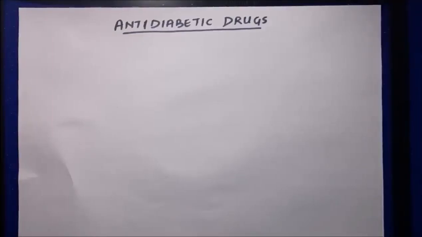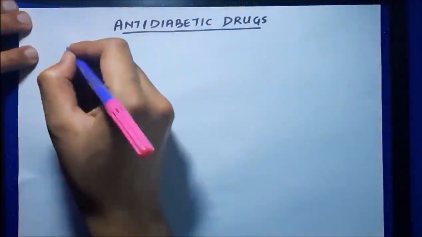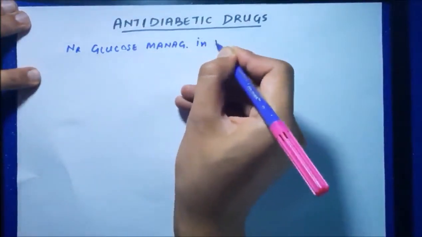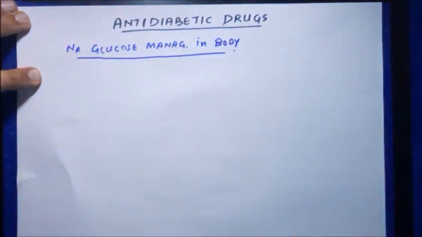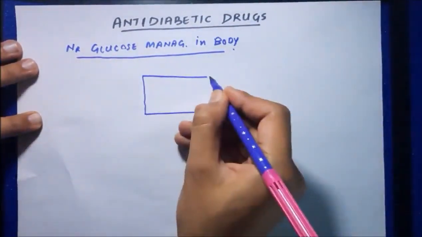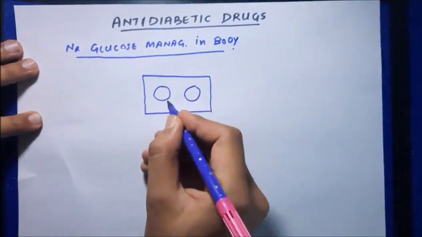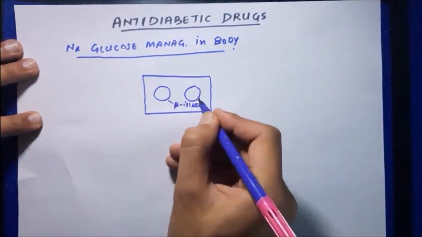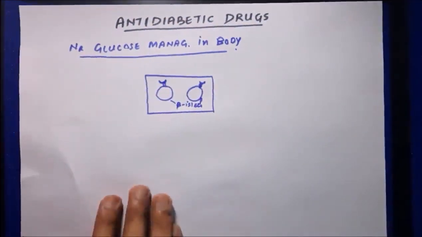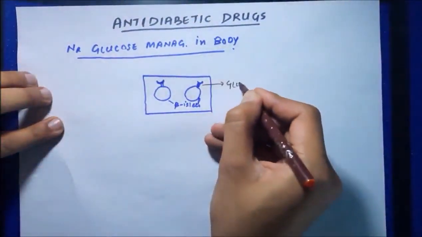Before studying anti-diabetic drugs, we must be well aware of normal glucose management in our body. So, for normal glucose management, let us consider a schematic diagram of the pancreas containing beta islets. These are two beta islets, and the beta islets of the pancreas consist of two types of receptors. These are GLUT2 receptors and GLP-1 receptors.